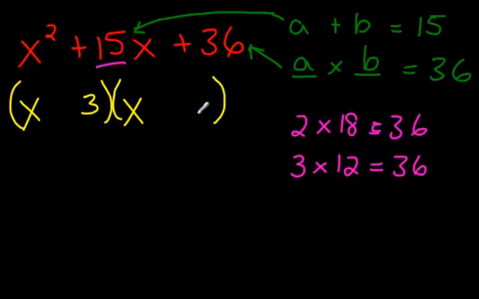You could put the 12 there, or the 3 there, or vice versa. And then remember to get your signs right. 3 plus 12 is 15. And remember, positive 3 times positive 12 will give us that 36. So we're done this question.